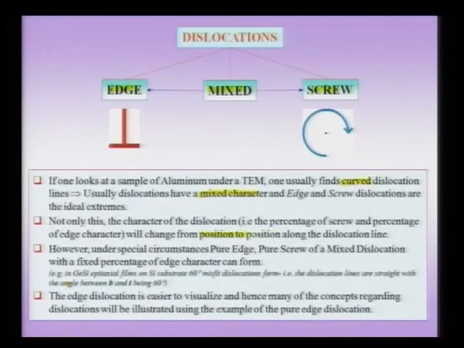And why do I need to understand this mixed dislocation? Because typically you will find that any material will have dislocations of mixed character, and not only that, any curved dislocation will have this character changing from point to point. In other words, from position to position along the dislocation line, the character of the dislocation will change. That means how much edge character it has got and how much screw character it has got will keep on changing as you go from point to point along the curved dislocation line.